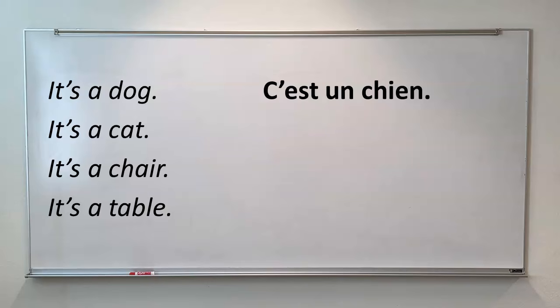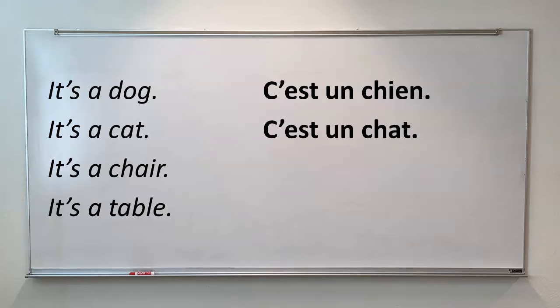The whole question and answer would be qu'est-ce que c'est? C'est un chien. What is it? It's a dog. C'est un chien. So let's say I point at a cat and I ask you the question qu'est-ce que c'est? Or I could say c'est quoi ça? You could answer by saying c'est un chat. It's a cat.